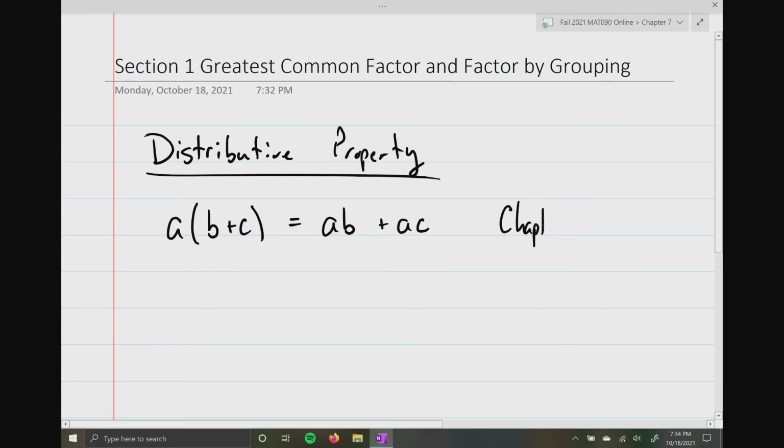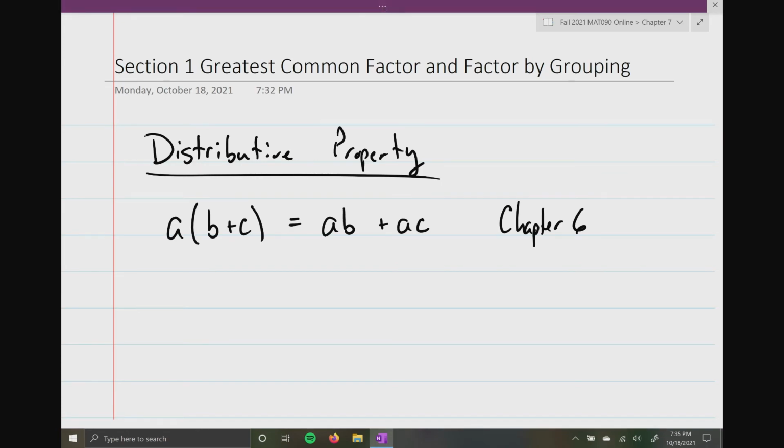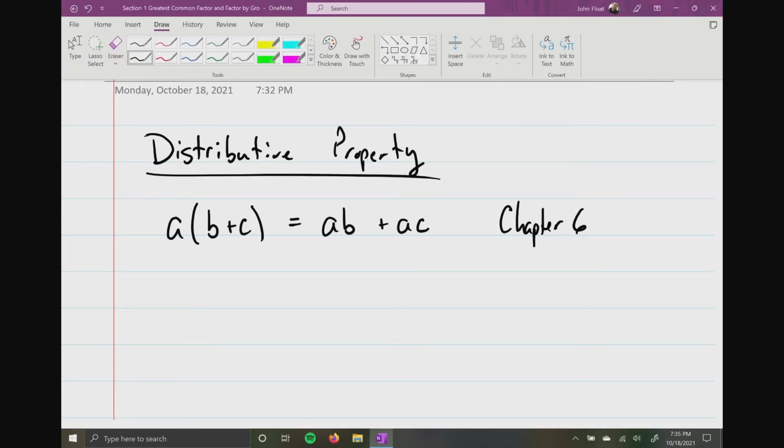So to be honest with you, this is what we learned in Chapter 6. This is everything we did in Chapter 6: we wanted to remove parentheses, we wanted to group like terms, and we wanted to simplify expressions, or we had complicated polynomials and stuff like that. But basically we were distributing, removing parentheses, combining like terms, and then going from there. In Chapter 7, and I'm going to write this in red, here's what we're going to do.